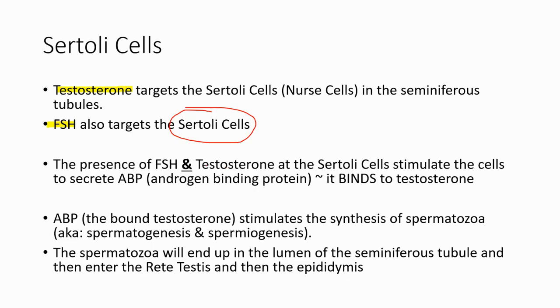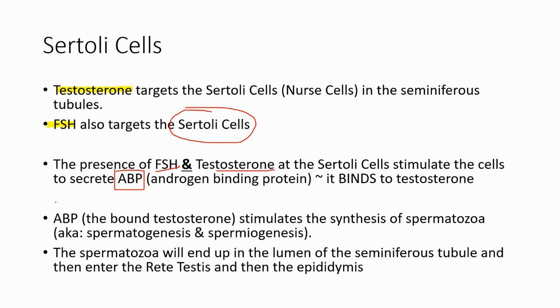So the presence of that follicle stimulating hormone and testosterone stimulate the cells to secrete this substance called ABP, androgen binding protein. And it does exactly what it says it does. It binds an androgen. Well, what androgen are we talking about?